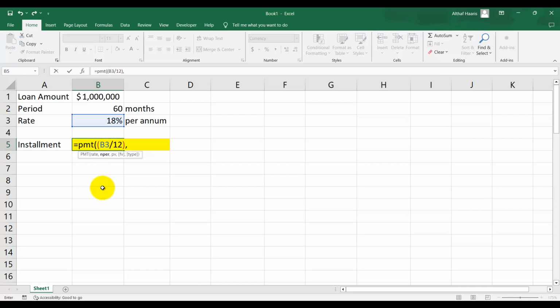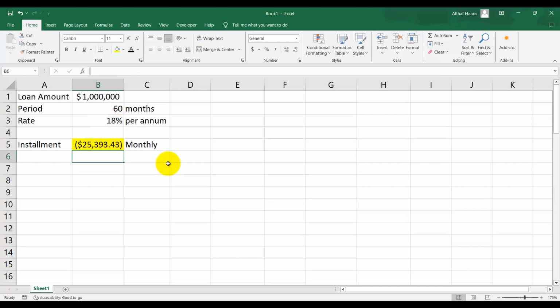The next one that you have to select is the number of periods. The number of periods is 60, then comma, then you have to select the loan amount. Then close the brackets. So first one is the rate, second one is the period, third one is the amount of loan that you are going to obtain. So press enter. Now you are getting a value, 25,393.43. That is the installment that you have to pay every month.